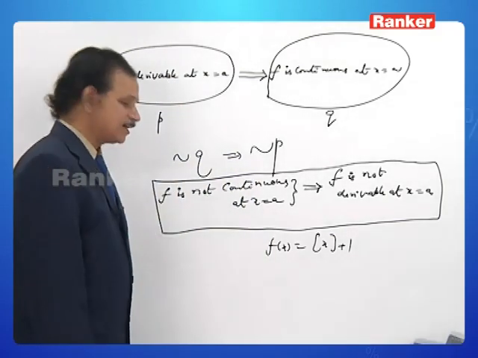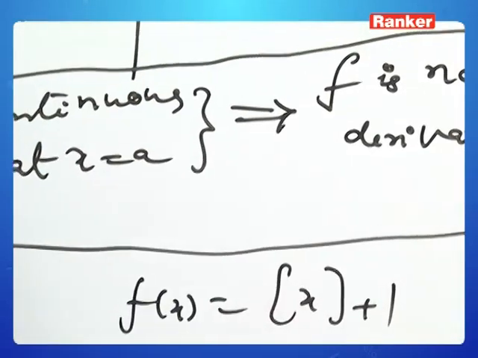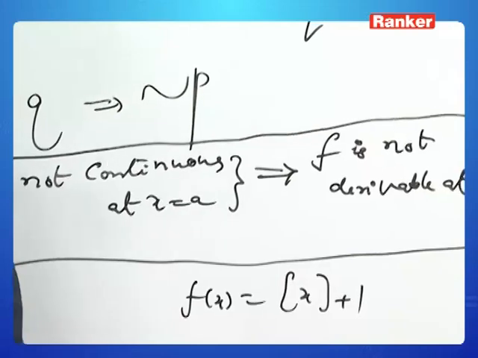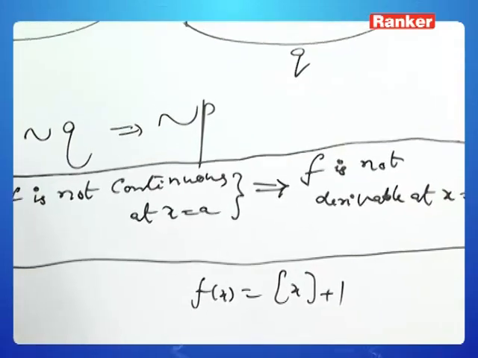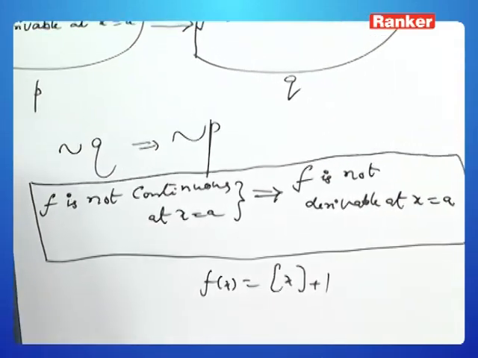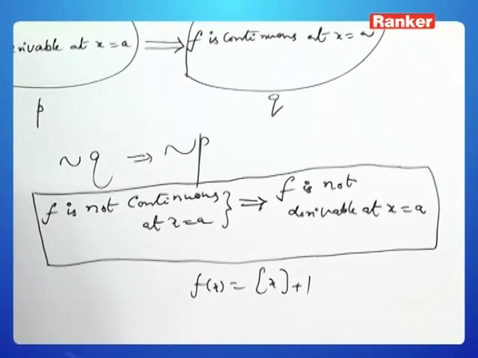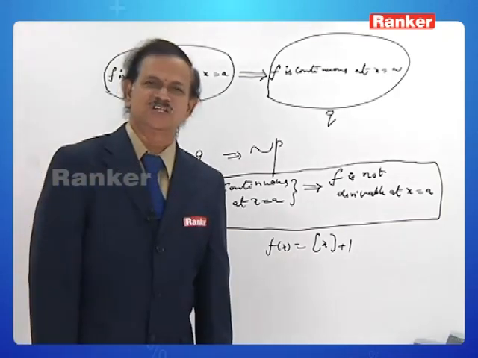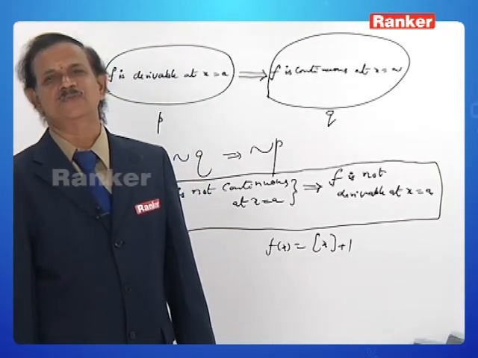What are the points at which the function is not derivable? It's very simple. Suppose those are the points at which the function is not continuous. So, if you notice that a particular function is not continuous at a particular point, surely then it is not derivable at x equal to that point.